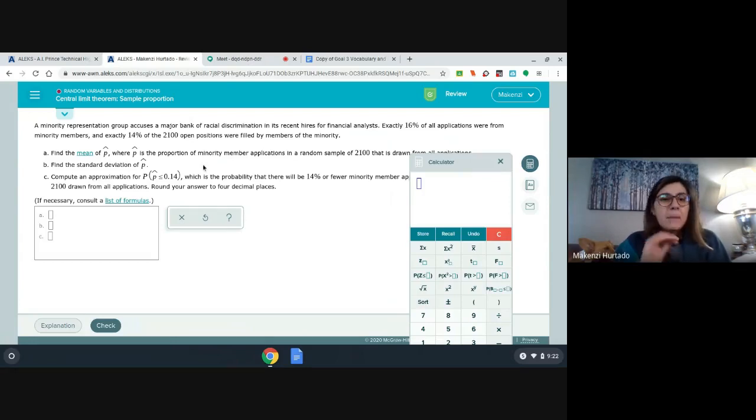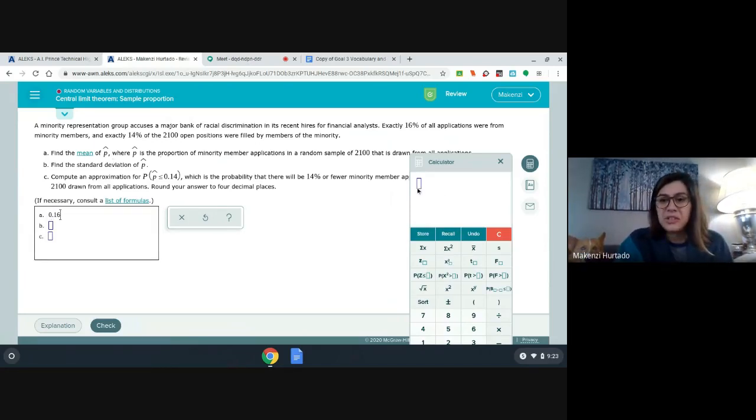All right. Minority representation group accuses a major bank of racial discrimination. Exactly 16% of all applications were from minority members, and exactly 14% of the 2,100 open positions were filled by members of minorities. So 16% is our given mean, 14% is the sample mean, or the sample proportion. So our given is the 16%. So our mean is 0.16.